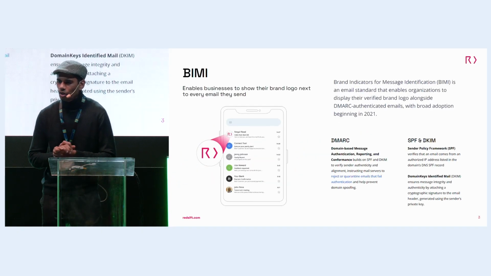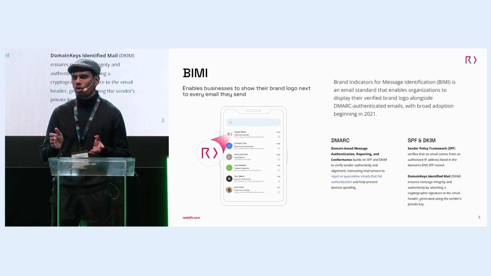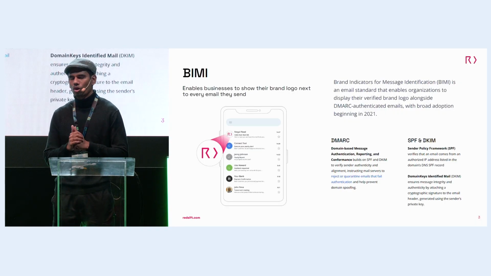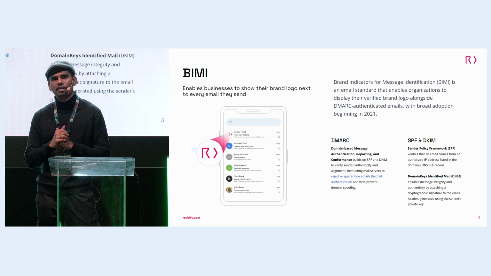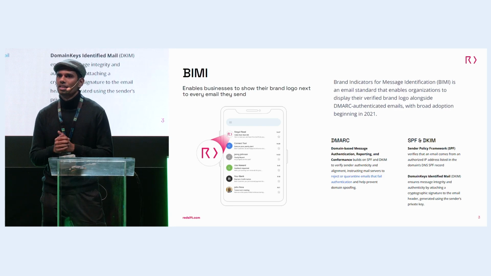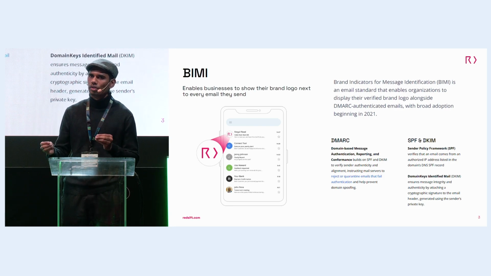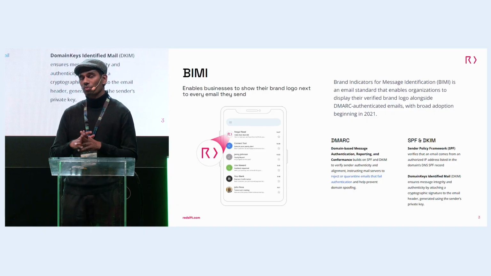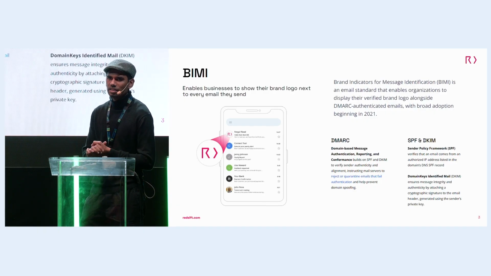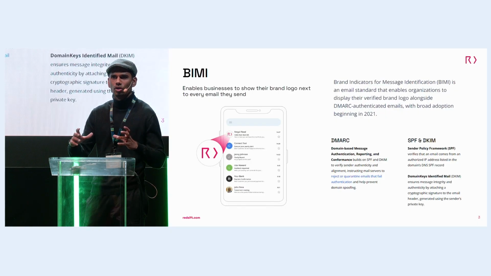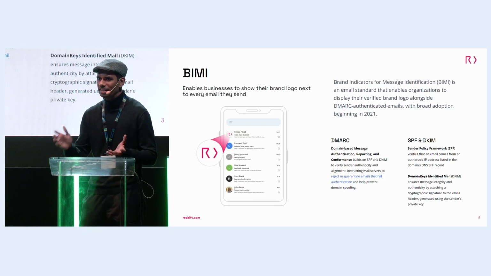So what is BIMI? BIMI stands for Brand Indicators for Message Identification. It is an email standard that enables organizations to display their verified brand logo next to every email they send. It requires strong DMARC enforcement with a 100% reject or quarantine policy. DMARC is built on top of SPF and DKIM.